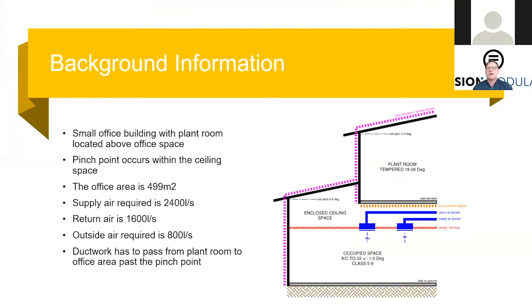Bit of background information on the case study. If we're looking at a small office building, there is a pinch point in regards to ductwork getting from the plant room to the ceiling space. It's not a to-scale drawing or anything. It's just indicative. The office space is approximately 500 square metres with a supply air requirement of 2,400 litres a second and a return air of 1,600 litres a second with 800 litres a second of outside air.